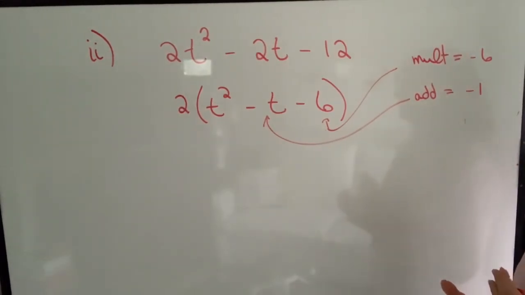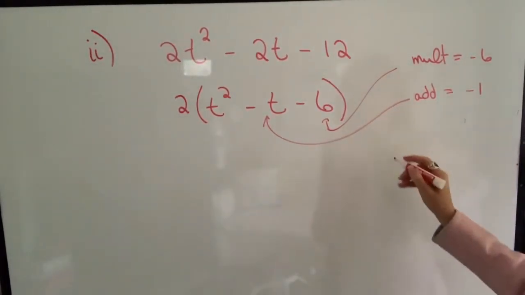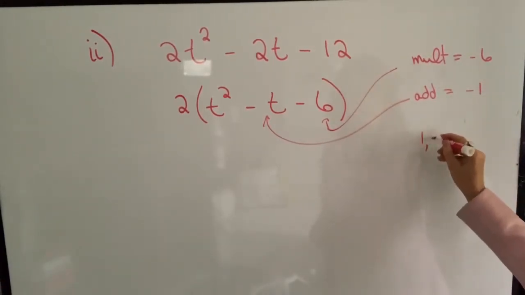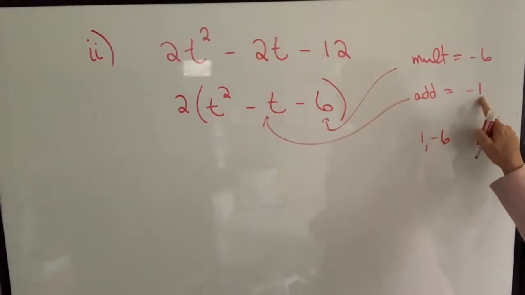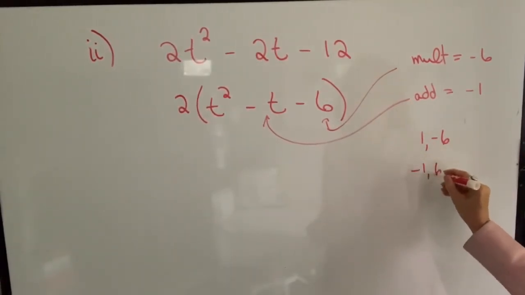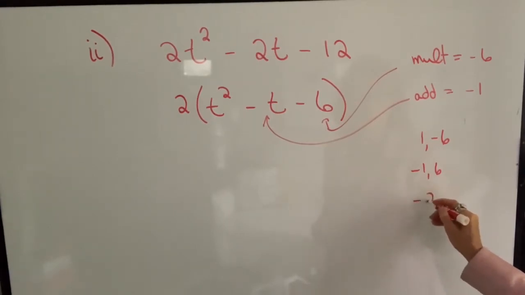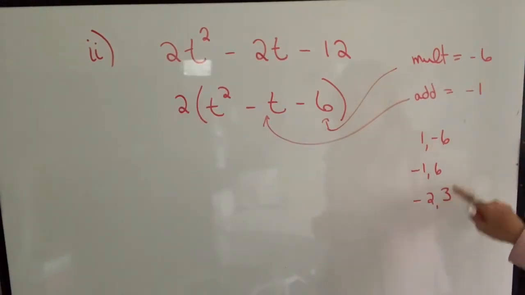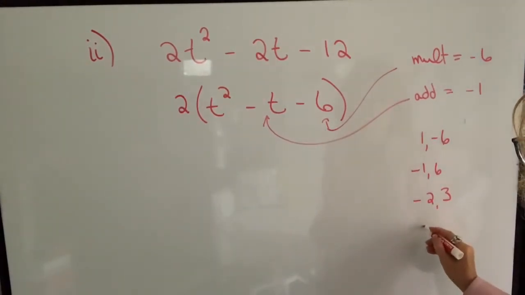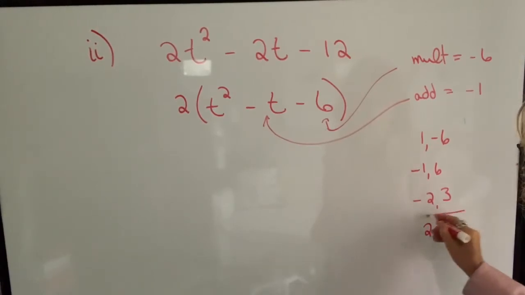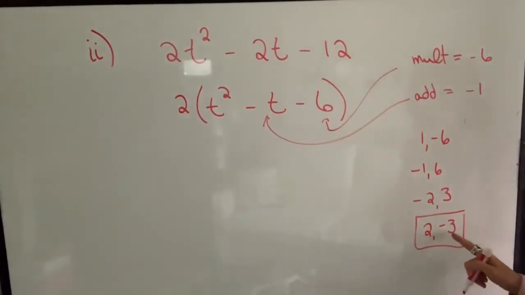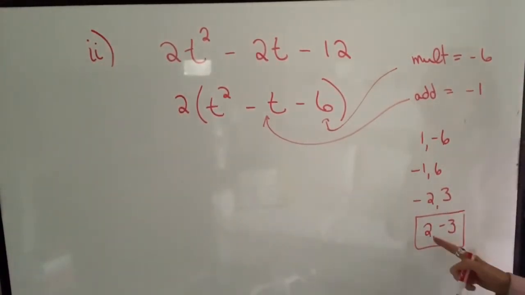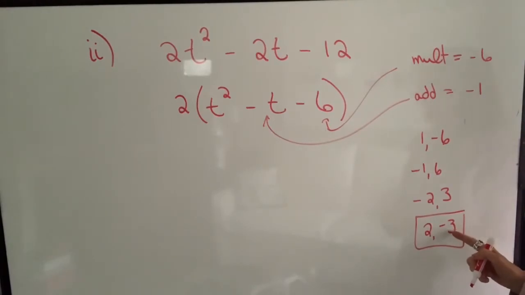Again, I can list the different factors. Because we're multiplying to get -6, we have 1 and -6, but they don't add to equal -1. I can change them and put -1 and +6. That doesn't work. I can go -2 and +3. They multiply to equal -6, but they add to equal +1, not -1. So my last option would be a positive 2 and negative 3. Those two numbers multiply to equal negative 6 and add to equal negative 1. So those are going to be the numbers in my factors.